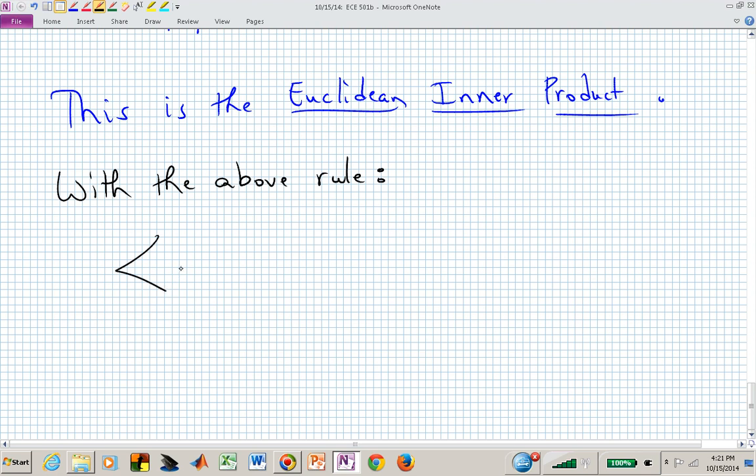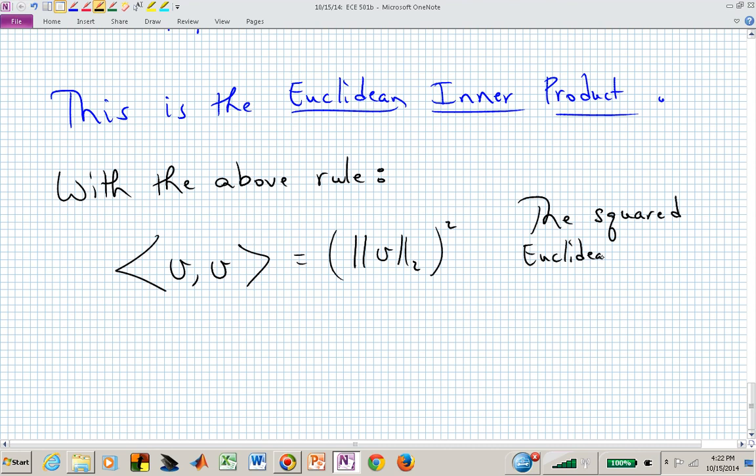And if we use that rule for the inner product, then if we take the inner product of v with itself, that's actually just the 2-norm of our vector v squared. And here now is the squared Euclidean length of that vector v.